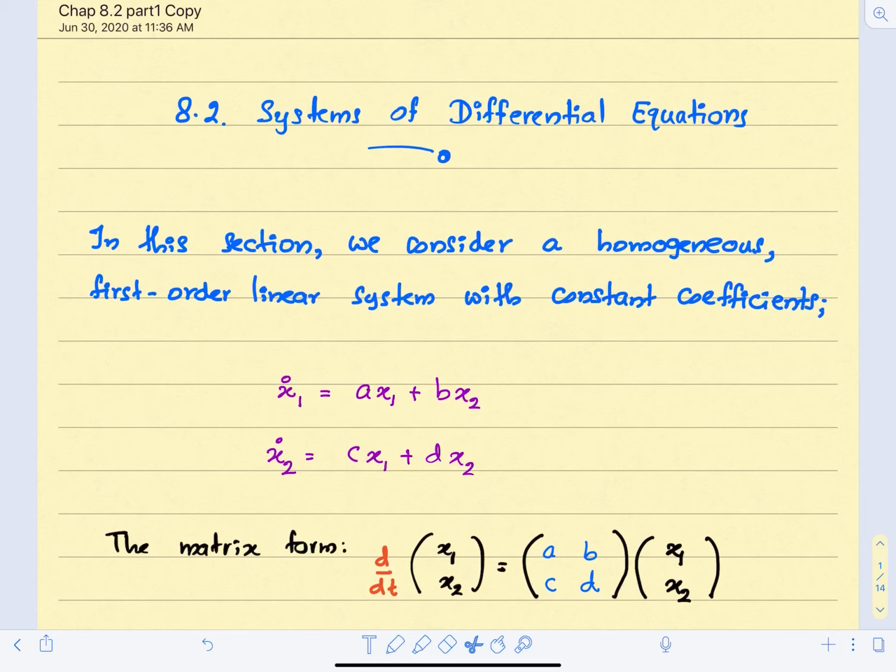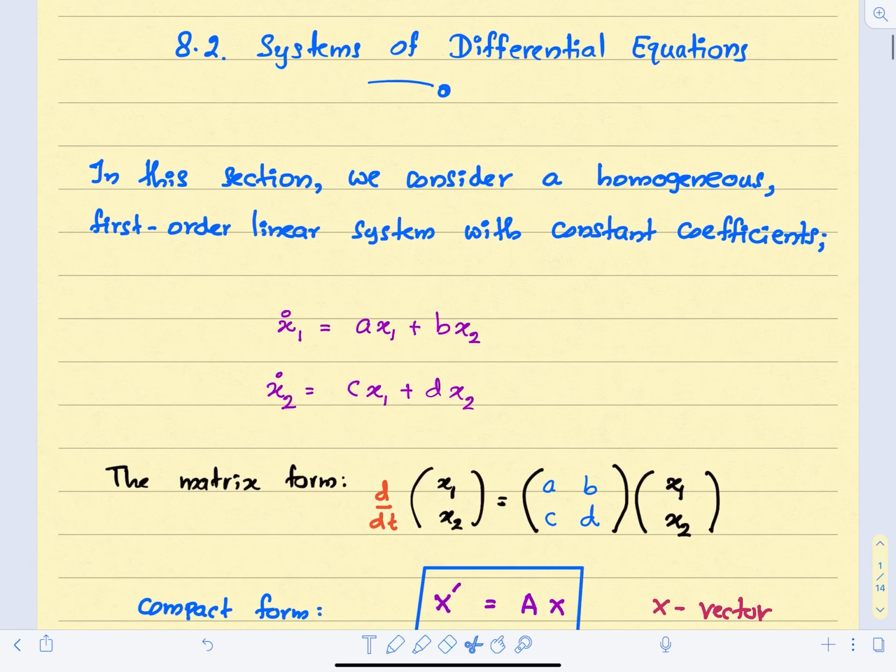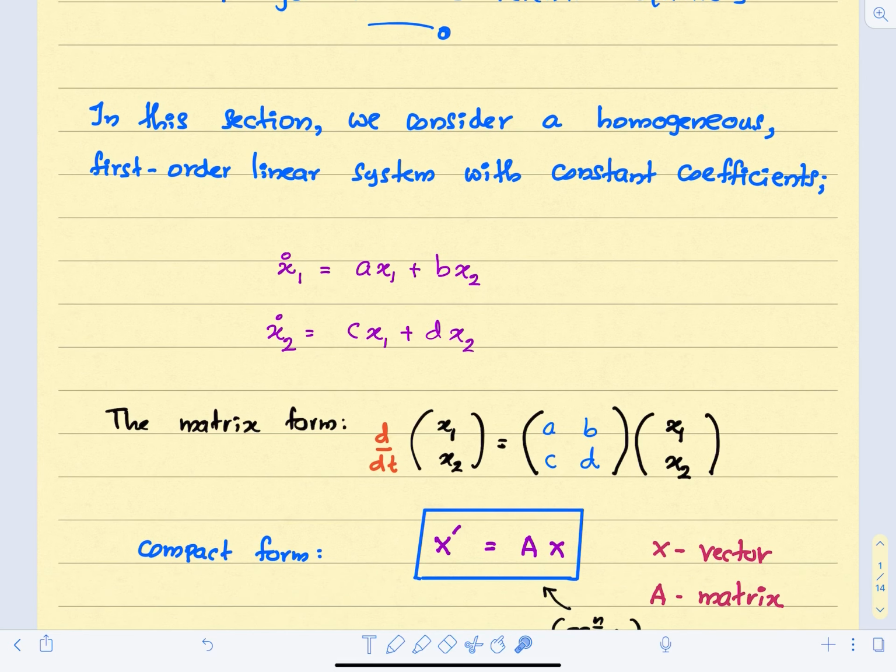Welcome to chapter 8.2. Now in this section we are going to study systems of differential equations with two dependent variables. Specifically, we are going to consider homogeneous first order linear systems of differential equations with constant coefficients. A typical form of a system would be something like this.